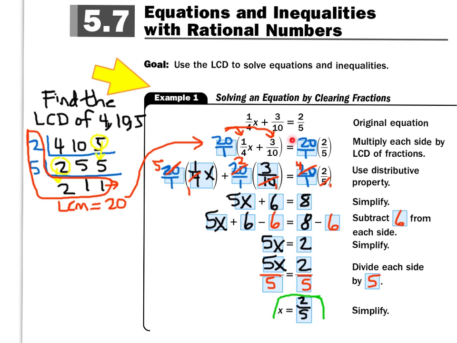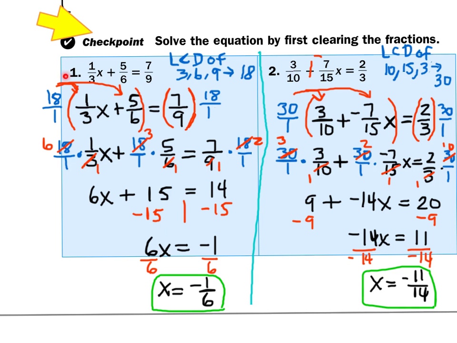So this whole big ugly equation just became 5x plus 6 equals 8, which is a whole lot easier to solve. So then I'm going to subtract 6 from both sides of the equation, and that gives me 5x equals 2, and then I divide both sides by 5, and that gives me x equals 2 divided by 5, which is just 2/5. Okay, so look at the checkpoint. Now remember, I wrote everything out so you could see what was happening, but I'll show you how quickly we can do this in class, all right?